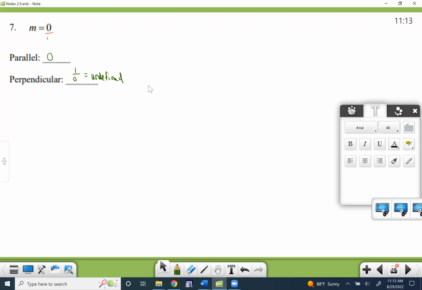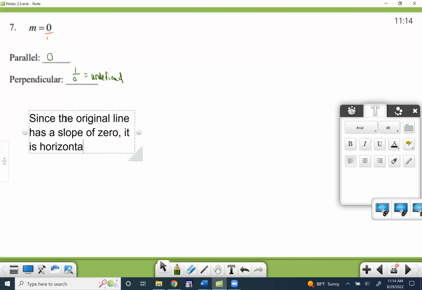So let's just take a little look at that and make a comment here. Undefined. Well, let me talk a little bit more. So the original line has a slope of 0. Okay, since the original line has a slope of 0, it is horizontal. We did our video on slope. Remember we said, what slope would you give to a horizontal line? You're like 0, it's not really sloping, right?